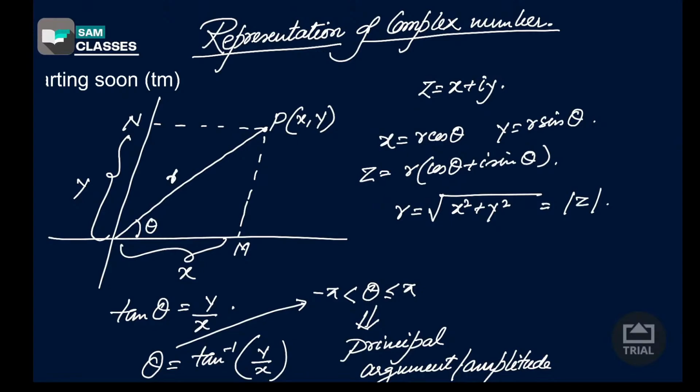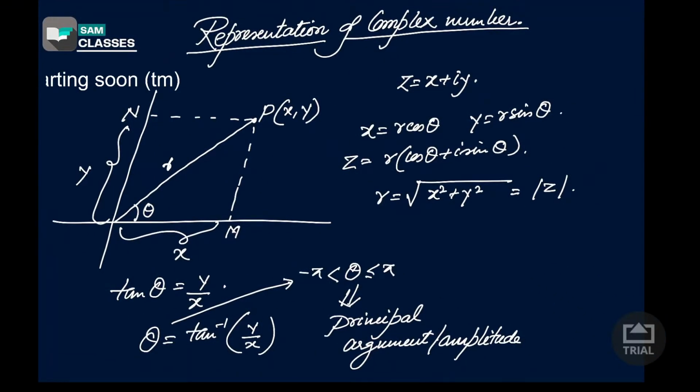Next, how do we represent a complex number on an Argand plane? Very simple, just go through it once, I'll show you. See, let's say we have a complex number z is equal to x plus iy. On the x-axis we represent the real part, and on the y-axis we represent the imaginary part. Let's say this part shows me x, this part gives me y, and this is my modulus.